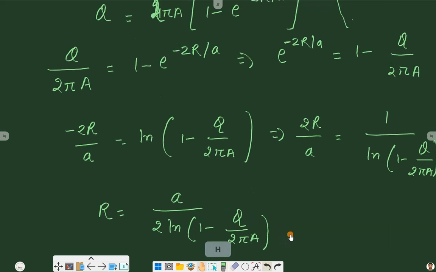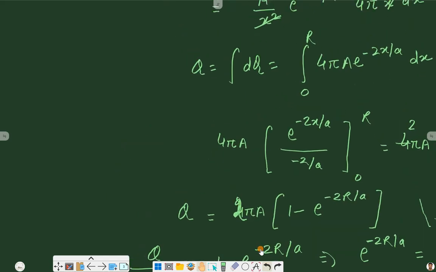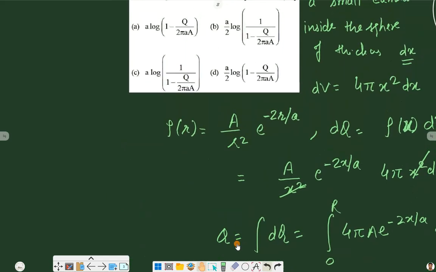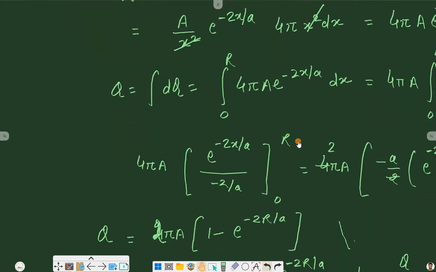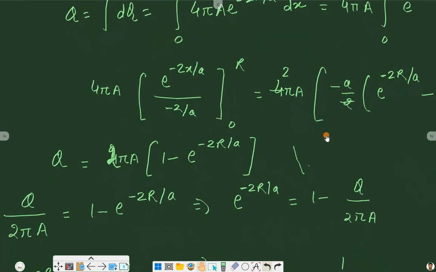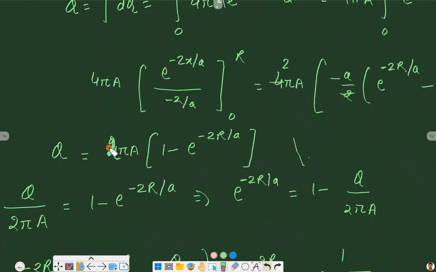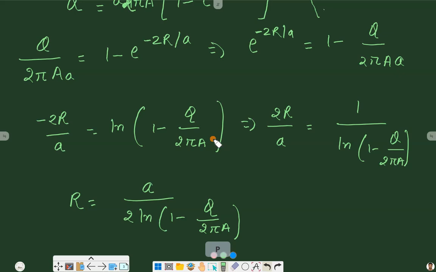Let's check the answer. So here we have an additional small a. I think we missed it somewhere. Yes, we missed it here. Here we had a also. So we have a here, a here, a here, a also, and here a also. And now let us copy this answer.